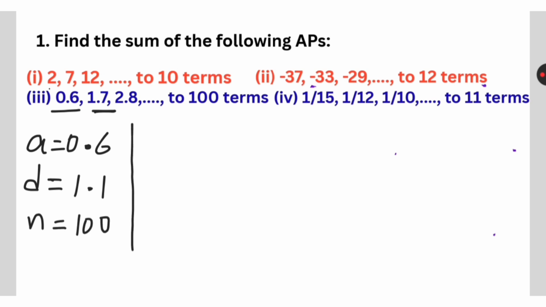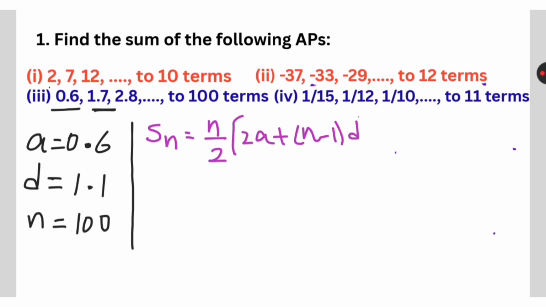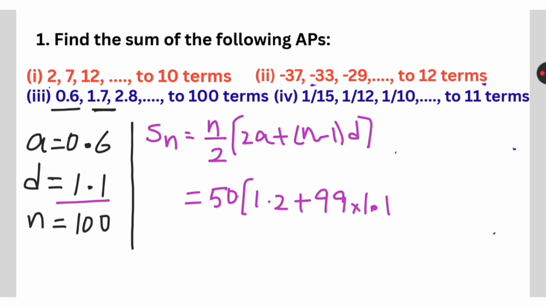What we need to find is Sn. The formula is n by 2 times 2a plus n minus 1 into d. Here substitute the a, d, n values. What is n? 100 divided by 2 is nothing but 50. So we can directly write 50 times 2 times a, what is a? 0.6. 0.6 double is 1.2. So directly we can write 1.2 plus n minus 1, that is 100 minus 1, which gives 99. The common difference is 1.1. So here 99 times 1.1.